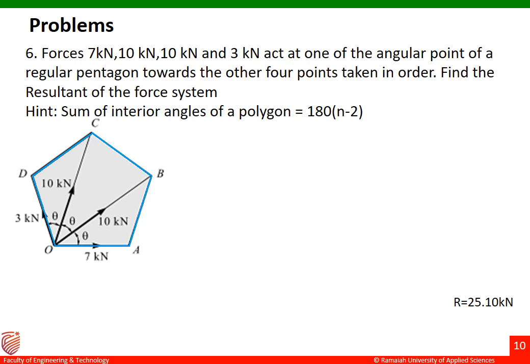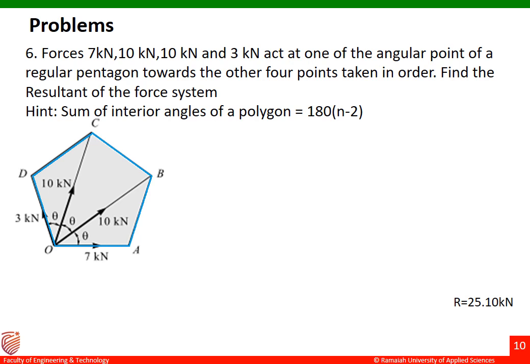Problem number 6. Forces of 7 kilonewton, 10 kilonewton, again 10 kilonewton and 3 kilonewton are acting at one of the angular points of a regular pentagon towards the other 4 points taken in order. Find the resultant of the force system. You can see there is a pentagon diagram. At point O, there are 4 forces acting towards the other 4 points of the pentagon.